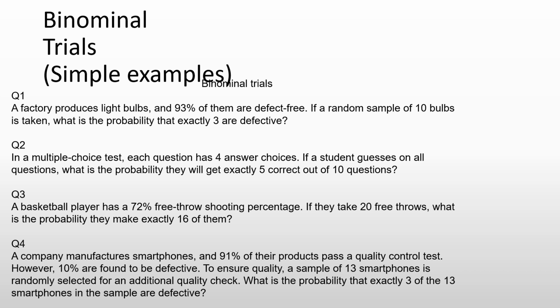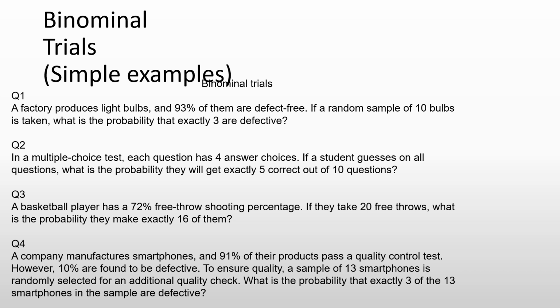You have another question. You have a basketball player. They have a 72% free throw shooting range, so shooting percentage. So they have a statistic that 72% of their shooting goes in, and then you have 20 free throws. What is the probability that exactly 16 go in, right? And then you have another question. A company makes smartphones. 91% of their smartphones are taken for quality test, and it was found that 10% of those are defective. And to ensure quality, a sample of 13 of those are selected randomly for additional check. So what is the probability that exactly 3 of the 13 selected are defective?